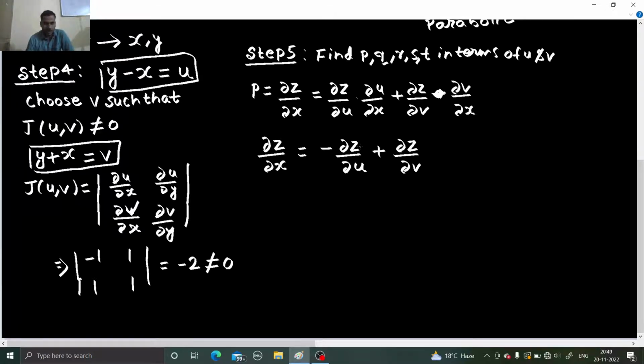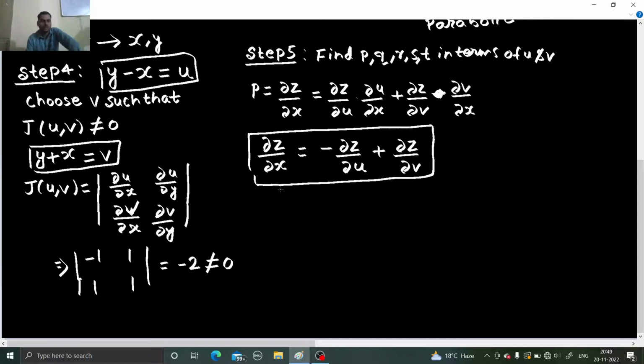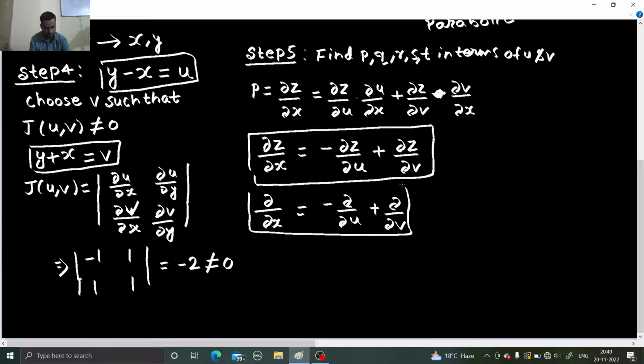So this is the first thing. I also have to find a relation between operators. So if I equate the operator, then I will get del by del x equals to minus del by del u plus del by del v, because this will also be used further. Fine. So these two relations. Fine. What's next?